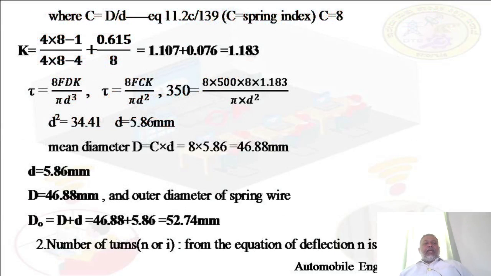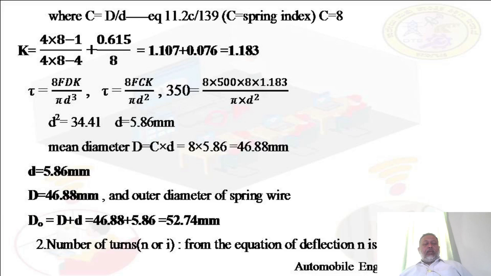When you substitute K and C in the equation for shear stress, we will have d square is equal to 34.41 and finally wire dia d is equal to 5.89 mm. By multiplying with C, the spring index, mean dia can be 46.88 mm. And then outside diameter seems to be 52.74 mm.